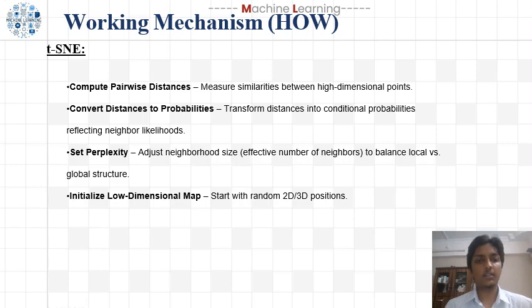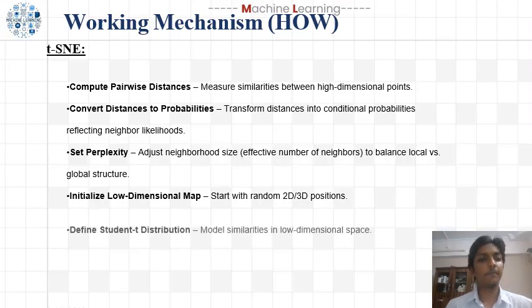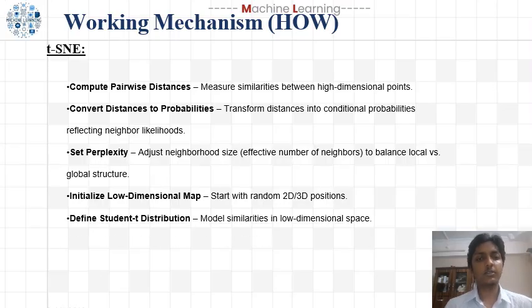Now initializing the low dimensional map, that is, initialize some random points onto the low dimensional space. Now we define student t distribution. Here we are using student t distribution, not Gaussian distribution, because in Gaussian distribution, if we take data points that are far apart in high dimensional space, and if we project that data onto the low dimensional space, these data points appear very close to each other at the center.